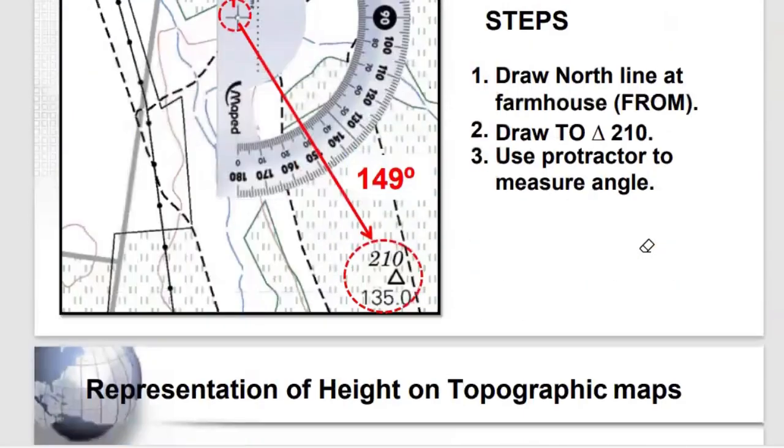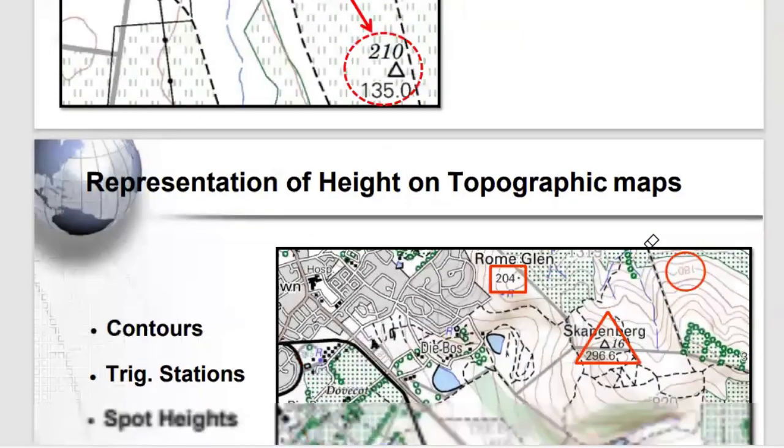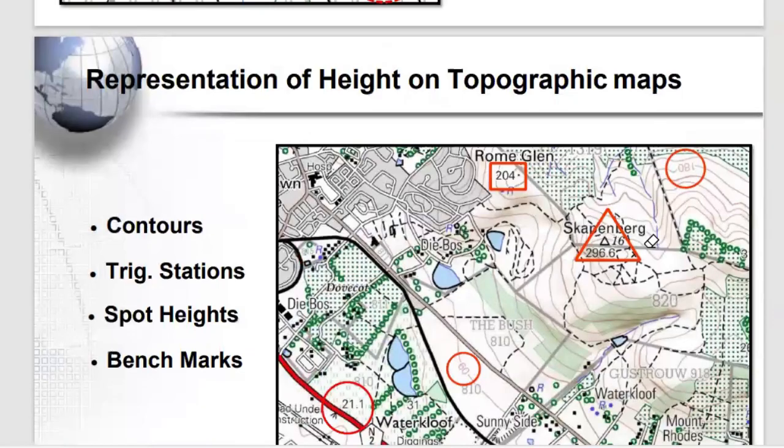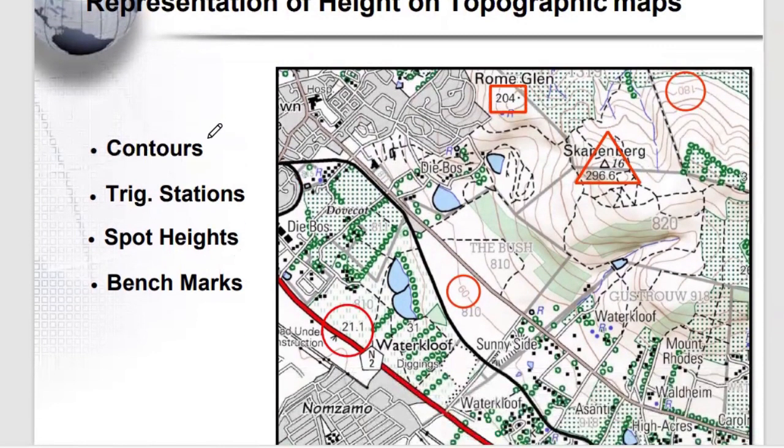We move on to another concept, representation of height on topographic maps. We have clues or indications of height on topographic maps. For you to be able to figure out the shape of the landscape, you need to understand the clues of height on the map. Which clues do we use to determine height on the topographic map? Like we can see here, we have contours. Contours are one indicator of height. They give us an idea of height on the map.